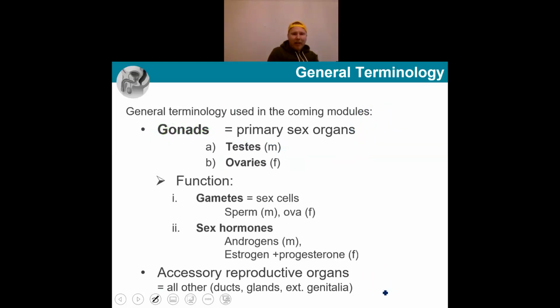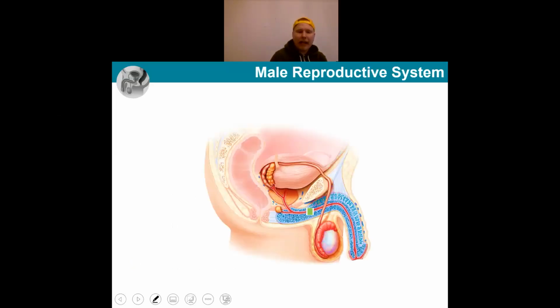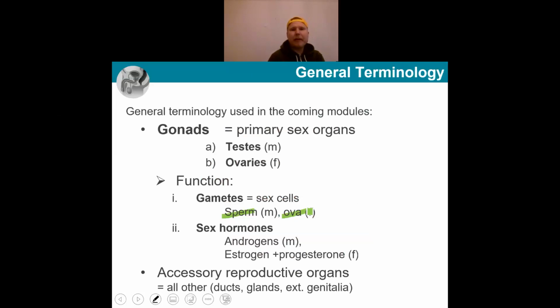So what's the function of the gonads, the primary sex organs? Let's think of that a little bit. I already alluded that it's the production of the sperm for males, and for females, production of the egg cell.